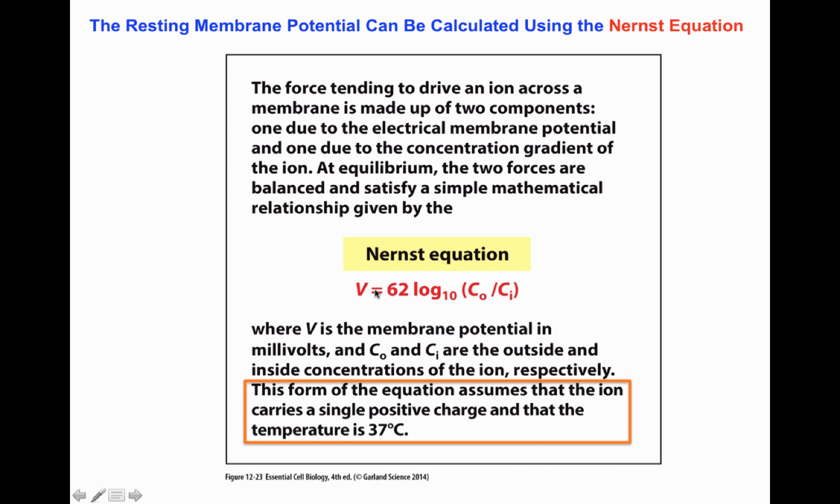Basically, the voltage in millivolts is going to be equal to 62 log 10 of the outside concentration of the ion divided by the internal concentration of the ion. That is the part that establishes the gradient: what is the concentration of ions on the outside divided by the concentration of ions on the inside? This will give you the value of the membrane potential in millivolts, and we can then use that to calculate the resting membrane potential, but only for single positive charge ions.